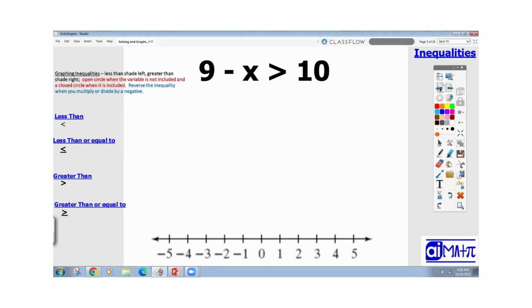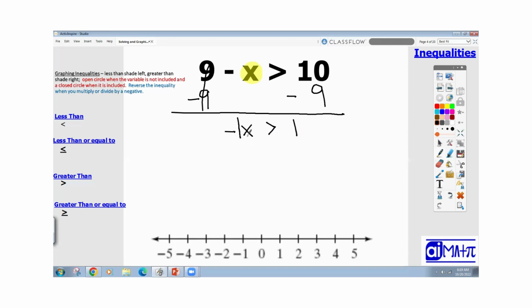The next problem here says 9 minus x is greater than 10. And again, my x is my concern. And the first thing I'm going to address is this positive 9. So the opposite of adding 9 would be subtracting 9. This would cancel out. And I would be left with the negative x is greater than 10 minus 9 is positive 1. Here, when I have negative x, this is equal to negative 1x.